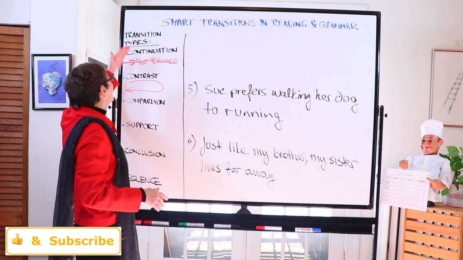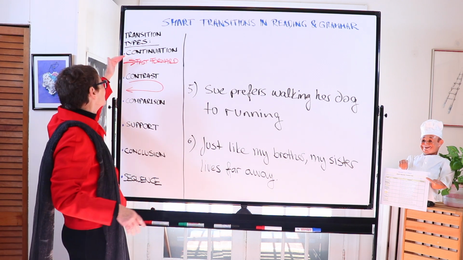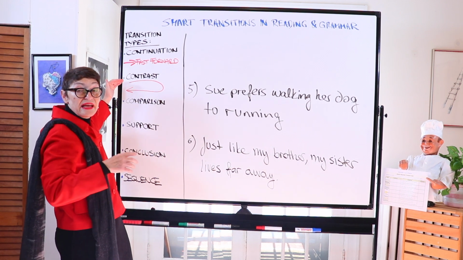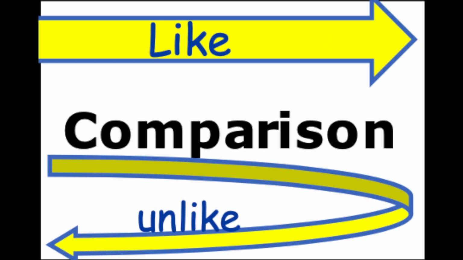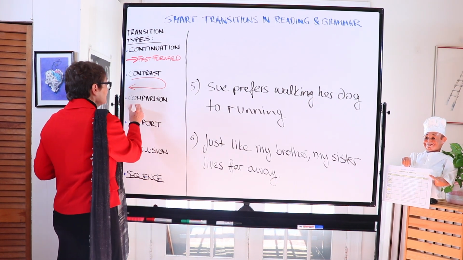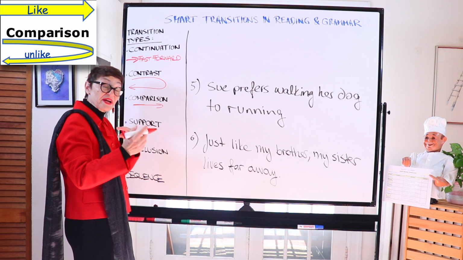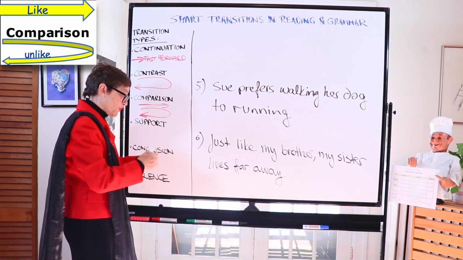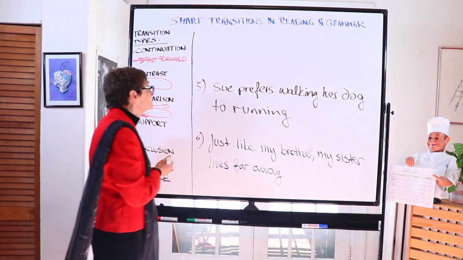So now we covered continuation transitions that act like a fast forward button. We talked about contrasting transitions that create a U-turn in the emphasis, in the tone. So now let's talk about comparisons. Comparisons can go either way. They can give you the same kind of tone if you are comparing two like things, or they can create a contrasting tone when you're comparing two unlike things. So let's look at how that works.